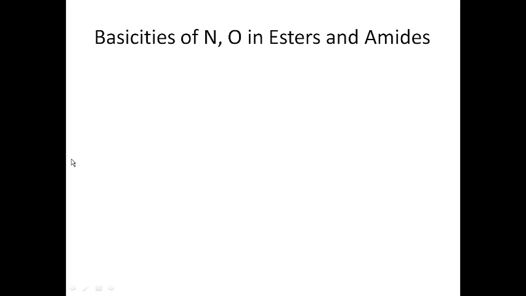All right, let's get back to something a little bit more important here. Not that naming's not important, but it gets frustrating after a while. Let's look at basicities of the nitrogen and oxygen in amides and esters. So if you have an ester, or if you have an amide, we know that the oxygen of the carbonyl, both this oxygen and this oxygen, those are both basic.